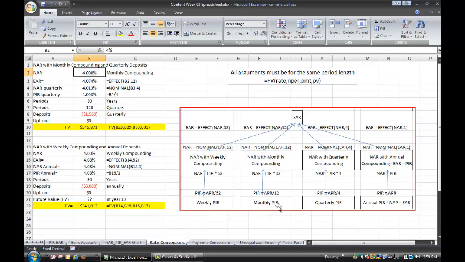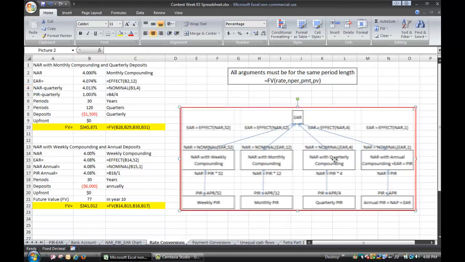So we start with the NAR of 4% right here on the roadmap. We use the EFFECT function to move up to the EAR, which is 4.074%, EFFECT of B2, that's this value, and 12 months per year. We're in monthly compounding, we're converting monthly, so we stay with the 12. From the EAR, we want quarterly, so we'll go down to an NAR with quarterly compounding. Use a NOMINAL function with 4 quarters per year. So we do that here: NOMINAL of B3, which is the EAR, and 4 quarters per year, and we now have our NAR with quarterly compounding.